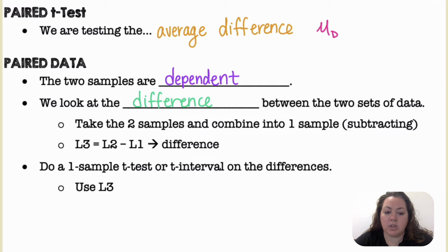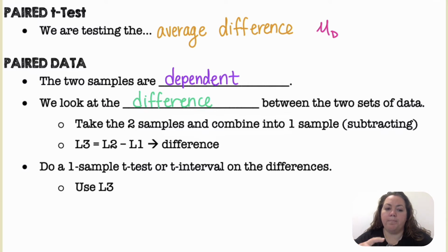So we're going to take the two samples and combine them into one sample by subtracting, right? So we're going to put our data into list 3 by doing list 2 minus list 1 to find the difference. And we're going to do a one sample t-test or t-interval on the differences, using list 3.